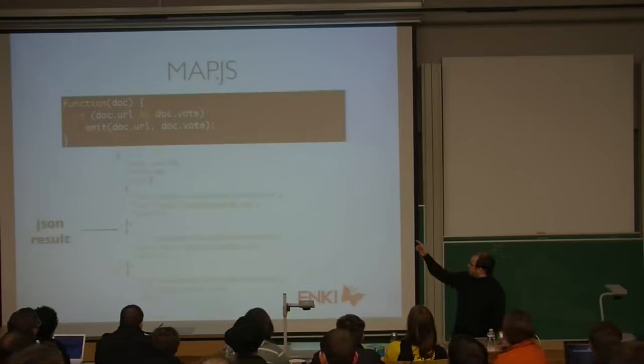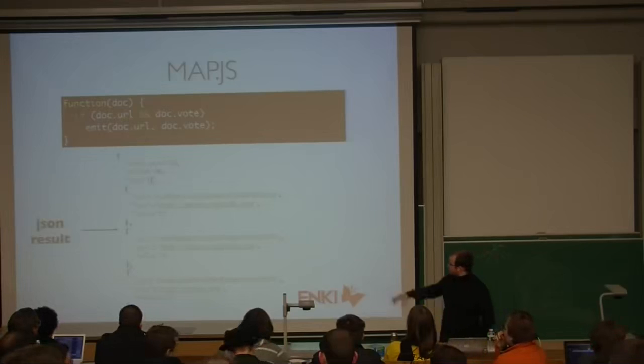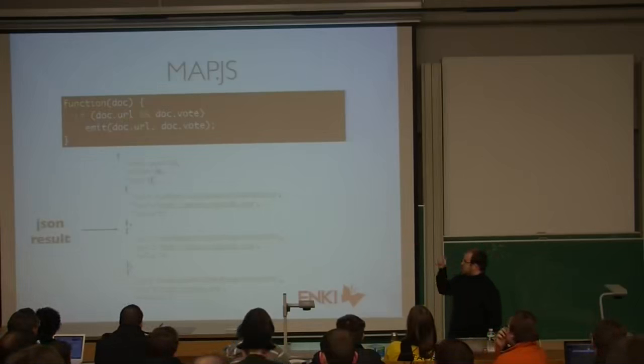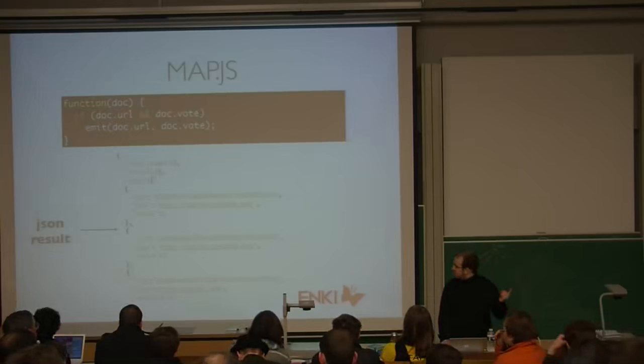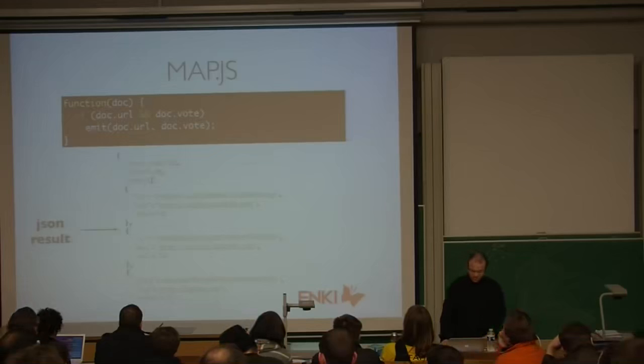So a map is just a JavaScript function where you pass the document as argument, and here we map the document. We said that a vote is a document with a URL and a vote member. And we emit the URL as key. This is the first time we use the emit function, and the value will be the vote. So we have the result at the bottom.